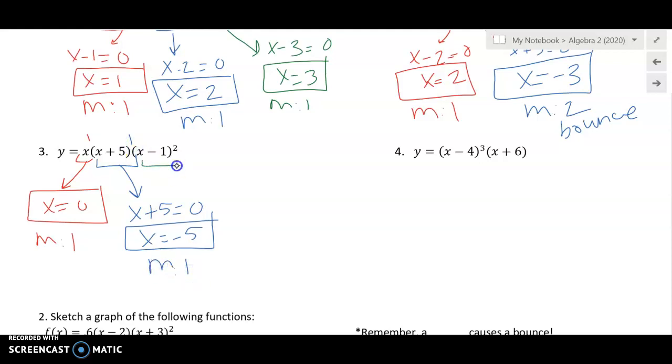Let's do the next part. x minus 1, set it equal to 0. Solve for x. I get that x is equal to 1. Okay, the thing to notice here is a little bit different.